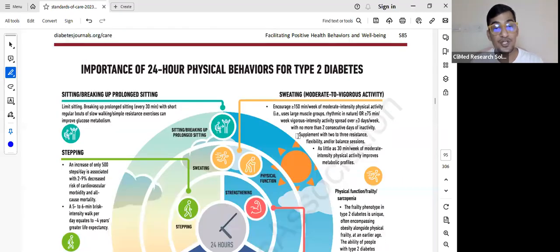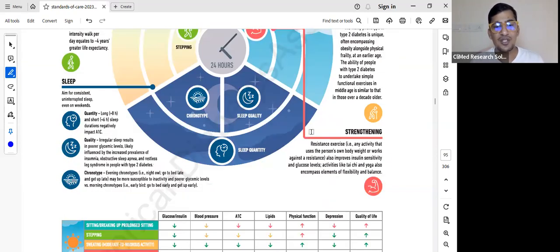That is again the importance of 24-hour physical behavior for diabetes. You must read it, you must go through it, guys. I'll share the guidelines in the group. Everyone has not attended, but all 33, 35 who are in the class, please go through these guidelines. These are the major important things to understand.